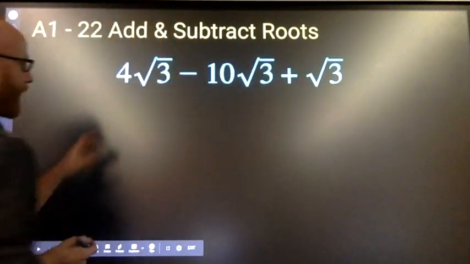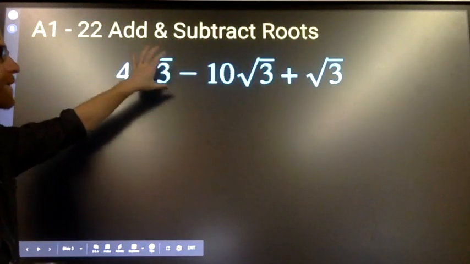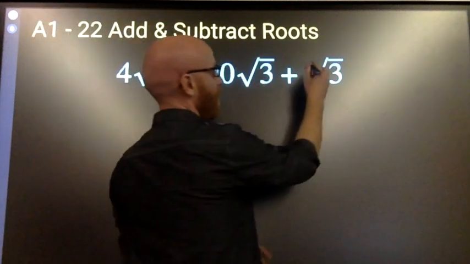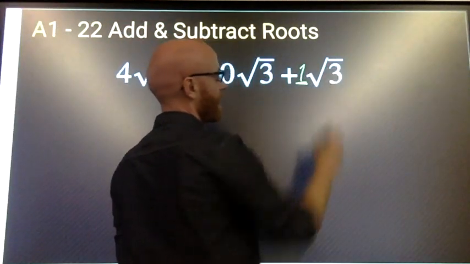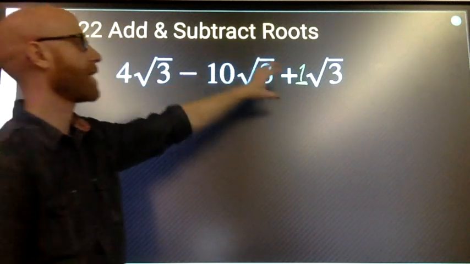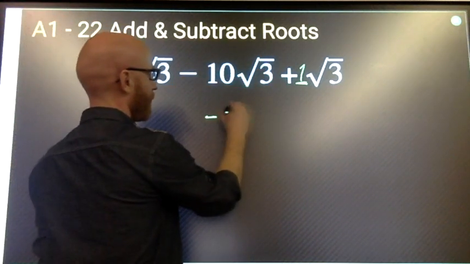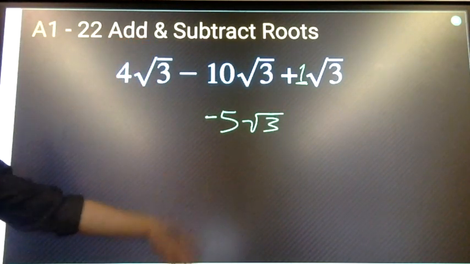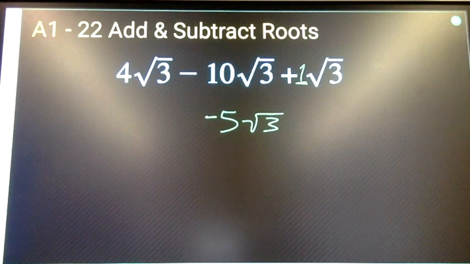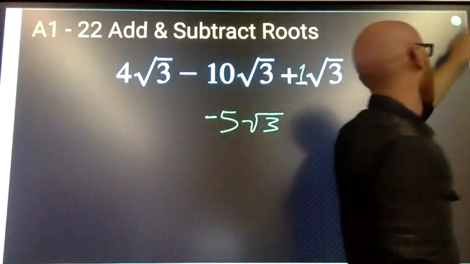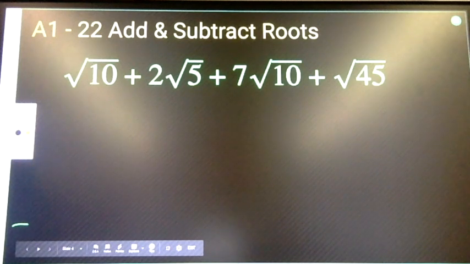All right, again, I've got 4 of these things, square root of 3, minus 10 of these things, square root of 3, plus understood 1 of these things, square root of 3. So we got 4 minus 10, negative 6, plus 1, negative 5, square root of 3s. Okay? Nice and easy. All I'm really doing is adding the coefficients together.